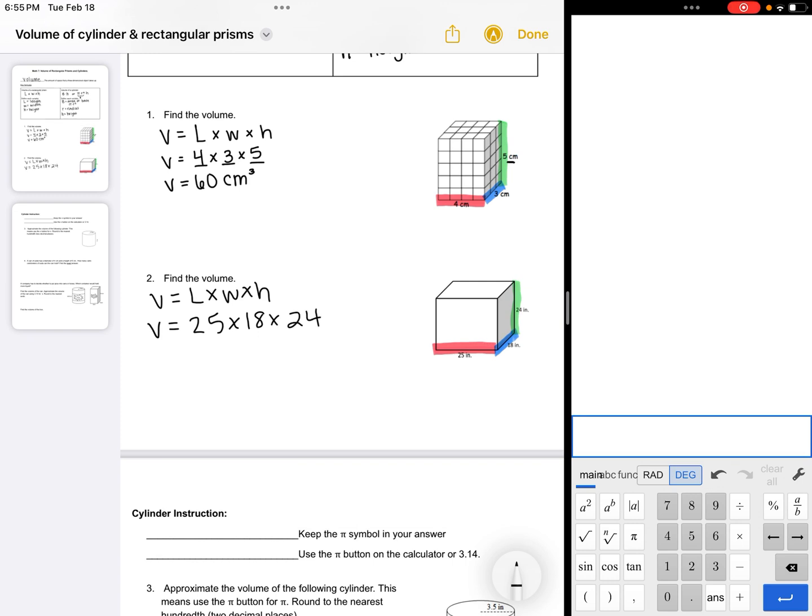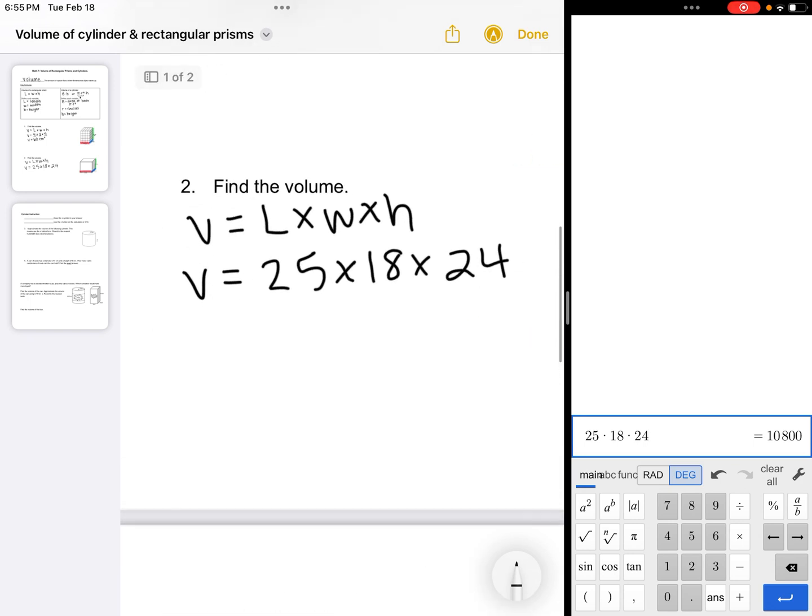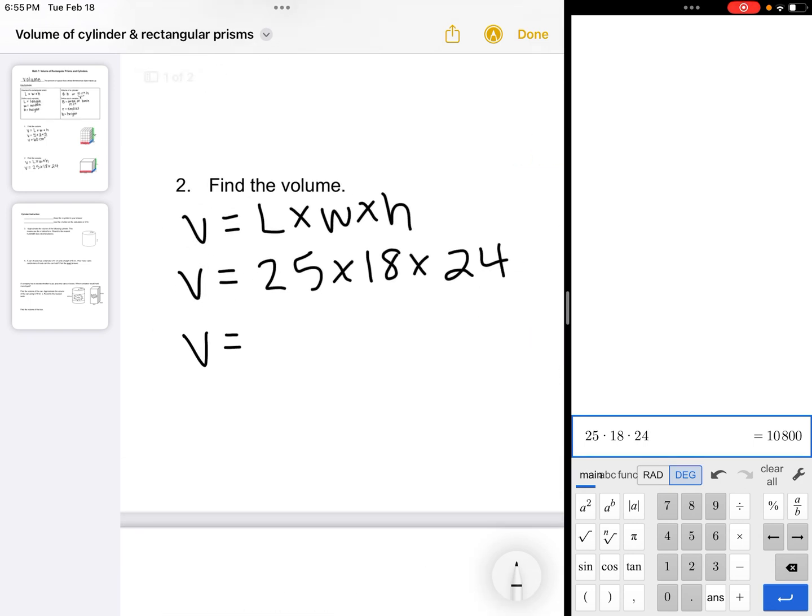So I'm going to come over here to my calculator, type all that in: 25 times 18 times 24. So I see that my answer should be 10,800. It absolutely should. So my final answer is volume equals 10,800 inches cubed.